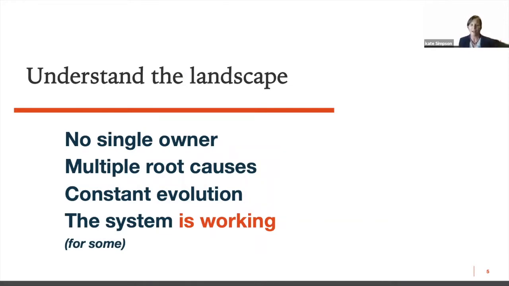And complex problems have four characteristics that are always present. First, they have no single owner. So no one person, however brilliant, however well-resourced, can make change on their own. Collective action is the only action that will tackle a complex problem. Second, complex problems have multiple root causes. There's no one thing that if you changed would end rough sleeping, for example. And for this reason, they're immune to silver bullet solutions. You have to have multiple things going on at the same time to create shift and change.